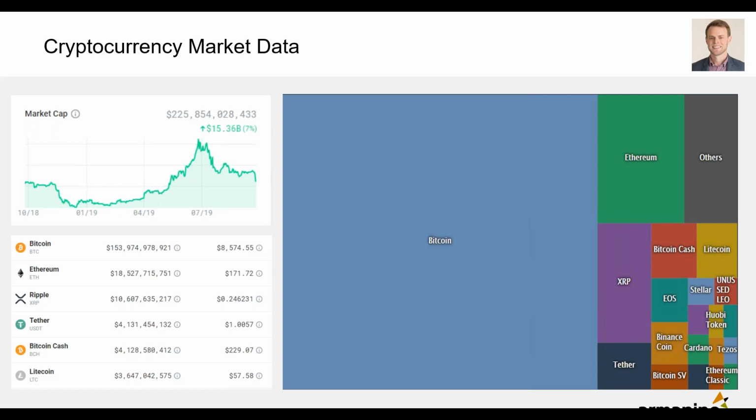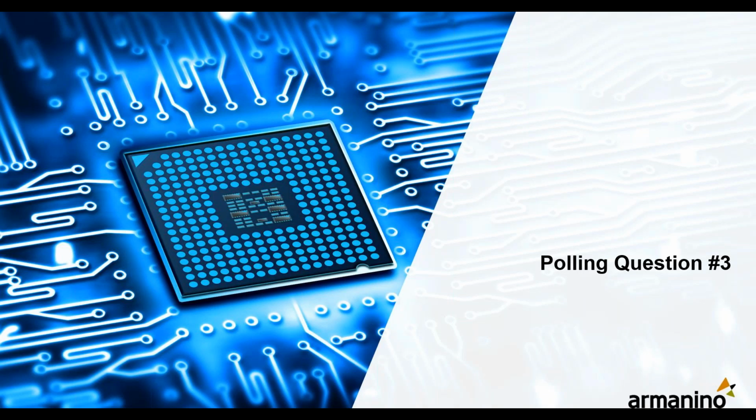Yep. So you see that in the graph on the top left. It was at 450 billion for a little bit of time back in 2018 and 2019. We're back to a more healthy 225 billion right now, but that's very much dominated by Bitcoin. So you see here on that whole right side how much dominance Bitcoin has over everybody else. It's still quite impressive.